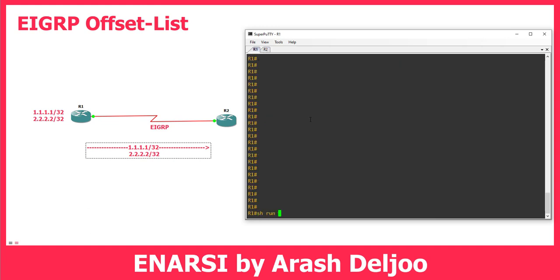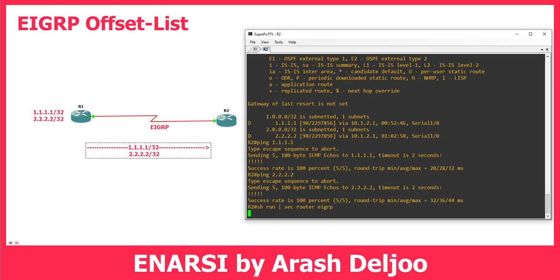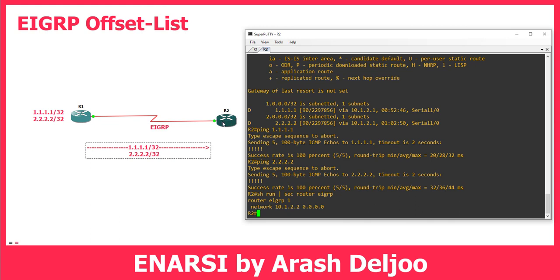Let me show you the configuration also. In router 1, show run section router eigrp. As you can see here, we have router eigrp 1, network quad 1 quad 0, network quad 2 quad 0, network 10.1.21 quad 0. The 10.1.21 is the IP address of the serial 1/0 interface. And here, in router 2, show run section router eigrp. We have router eigrp 1, network 10.1.22 quad 0 command, which is the IP address of serial 1/0 of router 2.